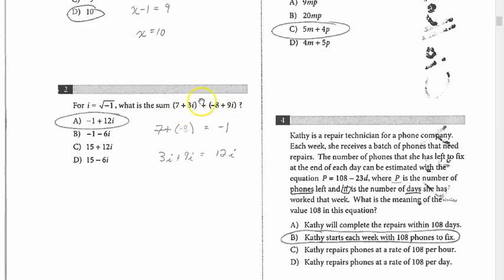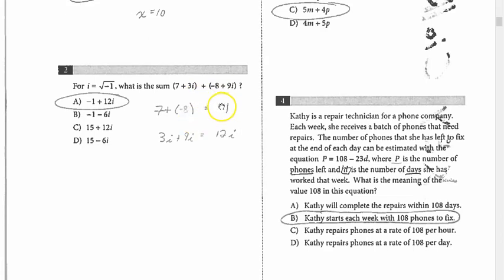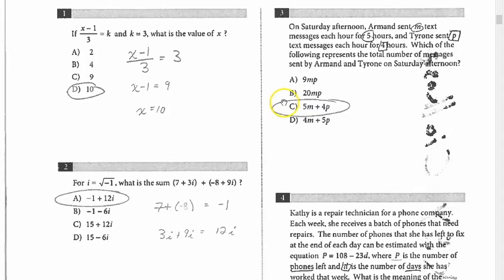So here I did 7 plus negative 8 to combine my whole numbers there, my constants, to get negative 1. So I can quickly eliminate choices C and D. Next part, 3i plus positive 9i. So I treat i like a variable, add my coefficients of 3 and 9, and arrive at 12i.